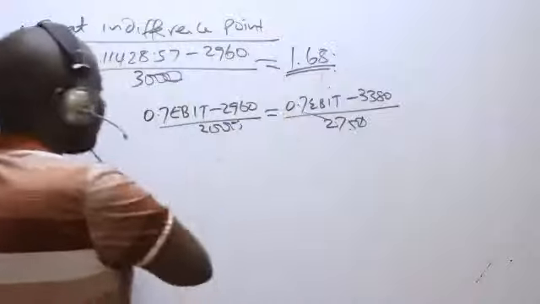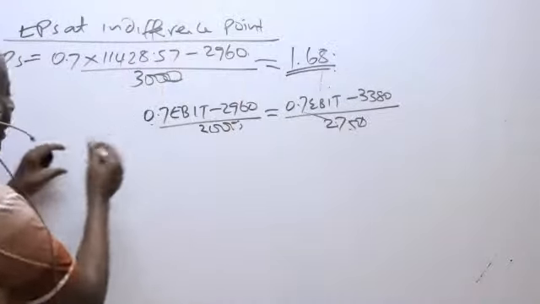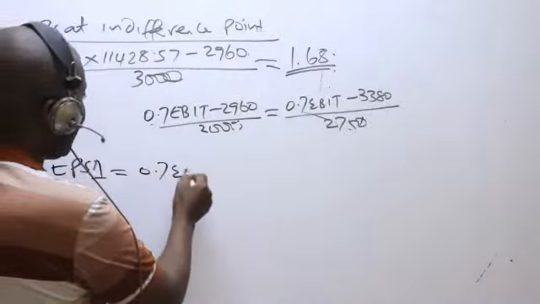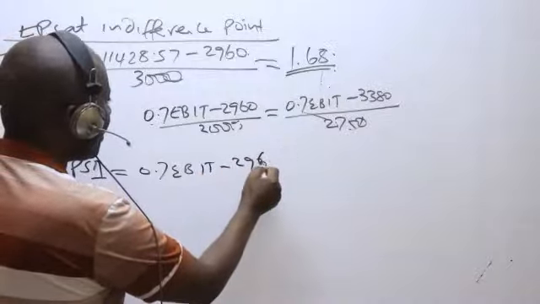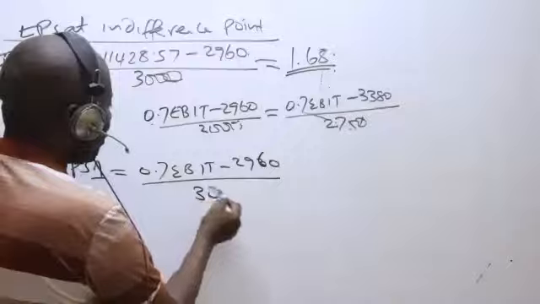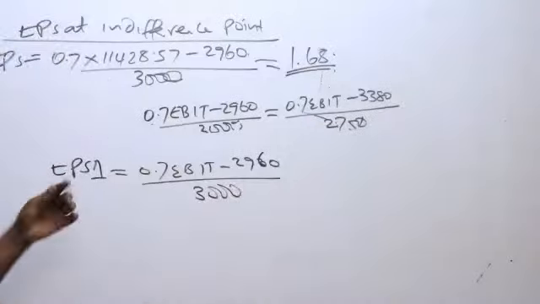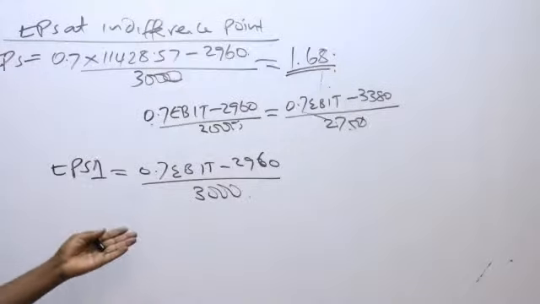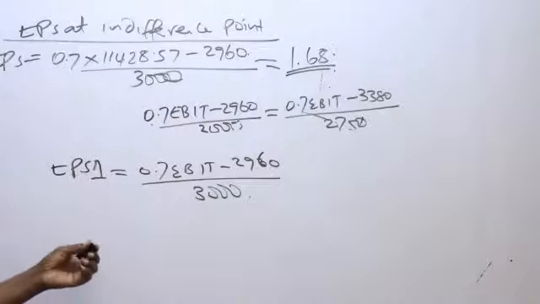Okay. So in this case we have EPS1 equals 0.7 EBIT minus 2960, all over 3,000. And you'd want to draw a graph. So how do you draw a graph? Remember, this is a straight line, right? So when it's a straight line like this, ladies and gentlemen, how many points do we need to be able to draw a straight line?